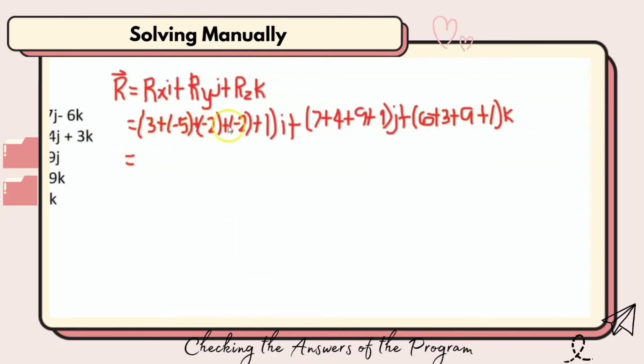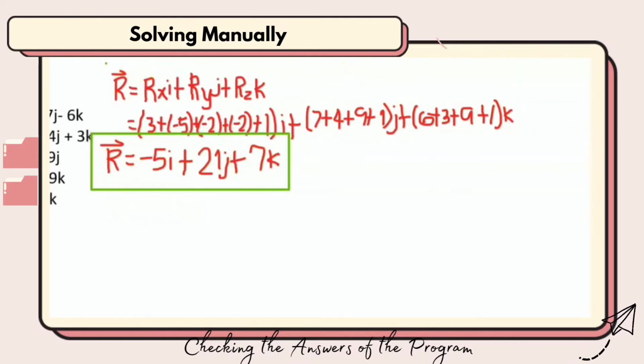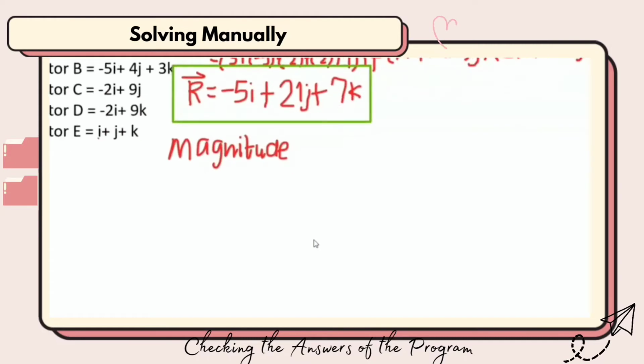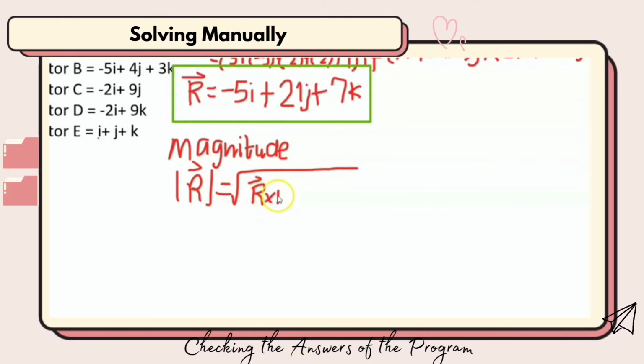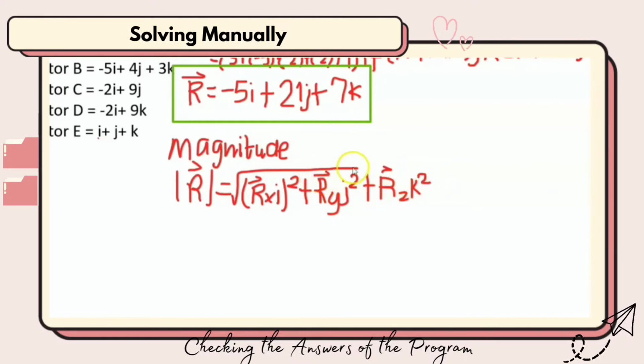So let's add all of those numbers. The next thing to find is the magnitude of the vector R. In order to get the magnitude, we are going to use the Pythagorean theorem, which is the square root of Rx i squared plus Ry j squared plus Rz k squared.